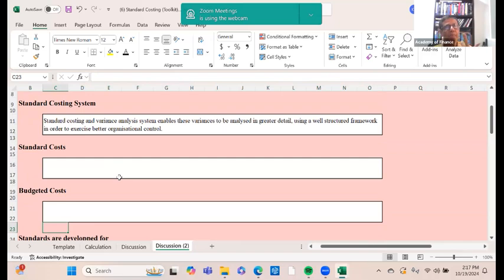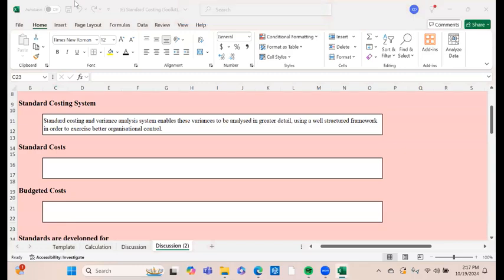In your opinion, what is a budget and what is a standard, and what is the difference between a budget and a standard? Any idea? Any idea what a budget is and what a standard is?